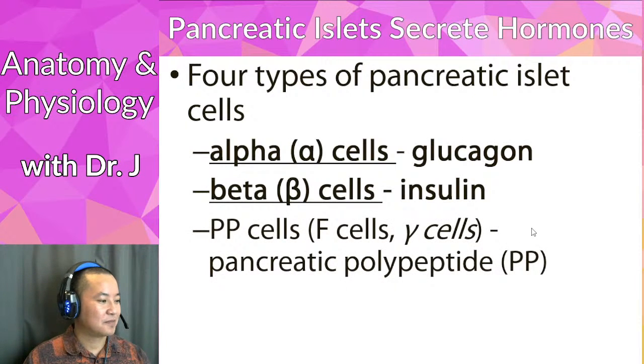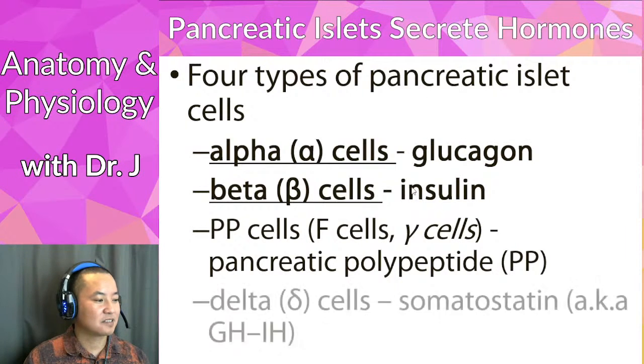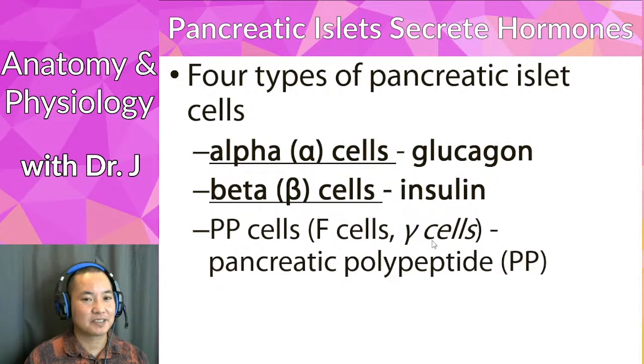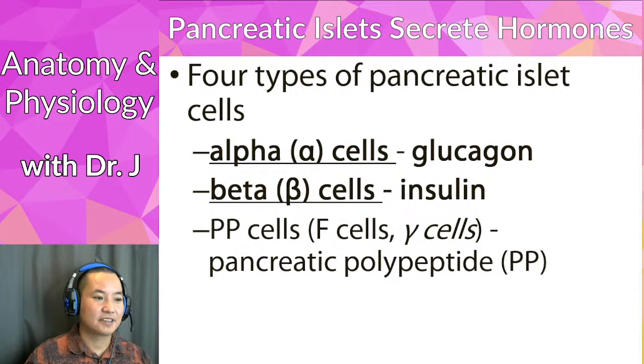And if you know your Greek alphabet, alpha, beta, gamma. So gamma cells, but more commonly now called PP cells. PP stands for pancreatic polypeptide. In other textbooks, they also call them F cells. But I've rarely heard them called gamma cells. Maybe when they were first discovered, they were called gamma cells, but it seems like the hormone they produce took over their name. And the cool thing about pancreatic polypeptide is that it decreases hunger and appetite as well.